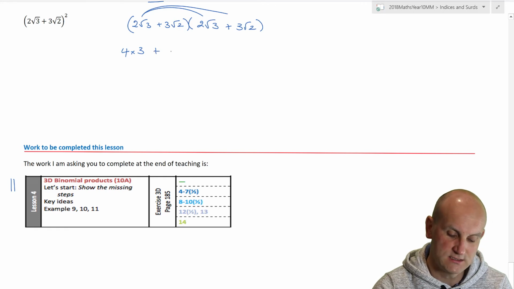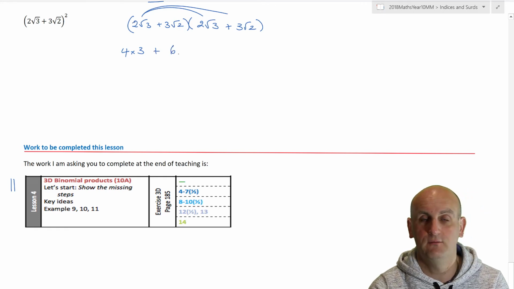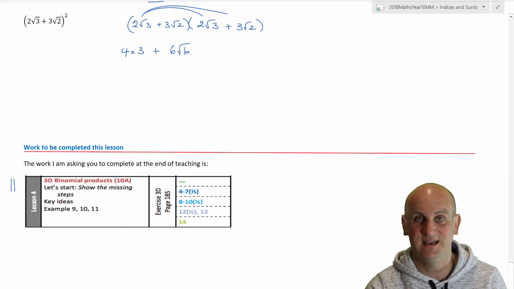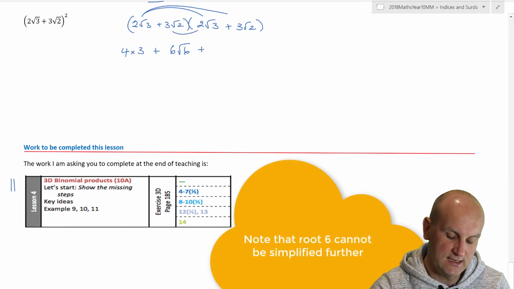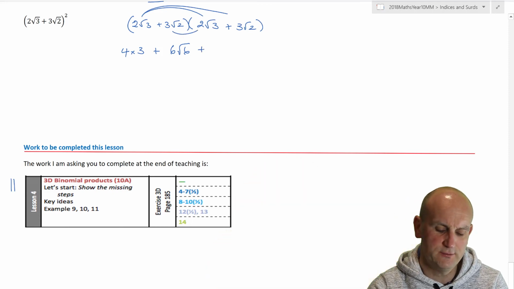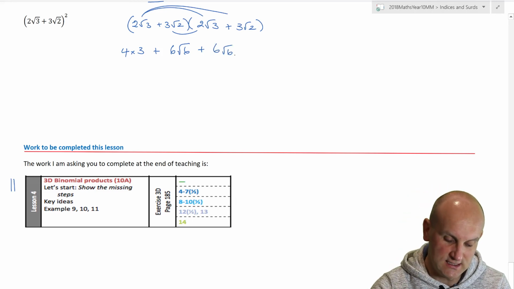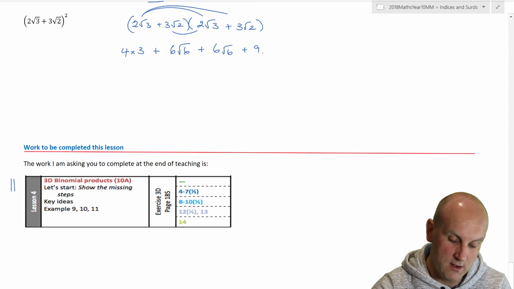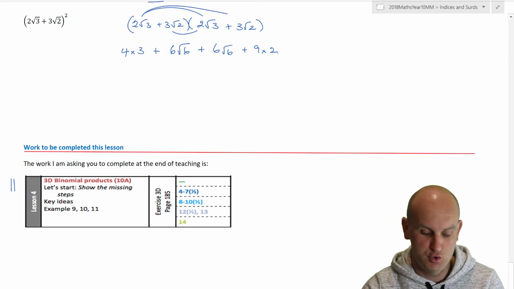Outside, I get plus 2 times 3 is 6, and root 3 times root 2. Now, because they're not the same, that's just the same as the square root of 6, because the 2 times the 3 gives me the 6. We're going to add on the inside, which is 3 times 2, which is 6, and root 2 times root 3, which once again is root 6. And then I'm going to add on 3 root 2 times 3 root 2, which gives me 9 times 2, because root 2 times root 2 is 2.